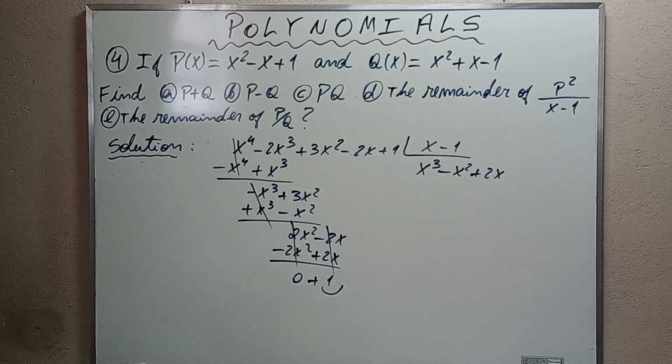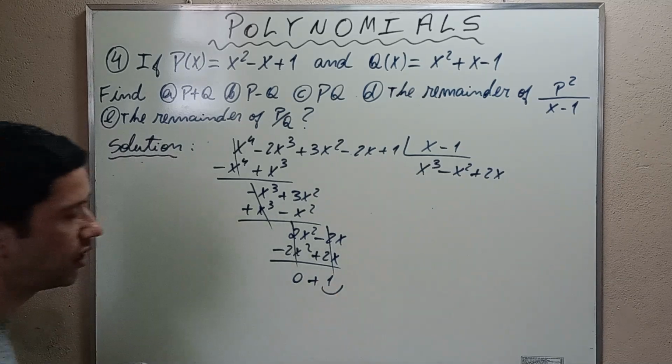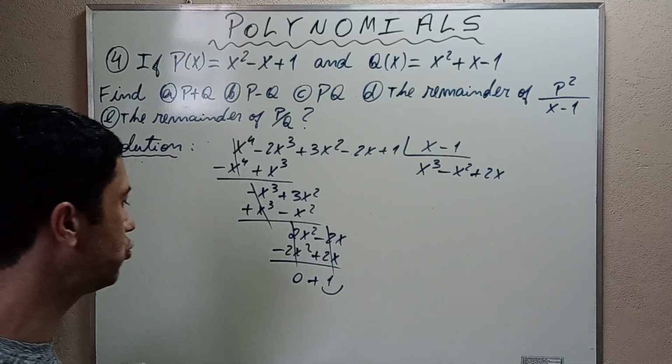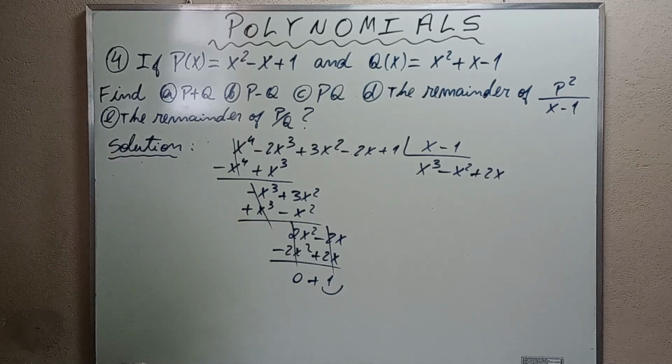Then we find that the remainder is 1, okay? The remainder is 1. This is the solution of this exercise. The remainder is 1. This is what the exercise wanted from us.